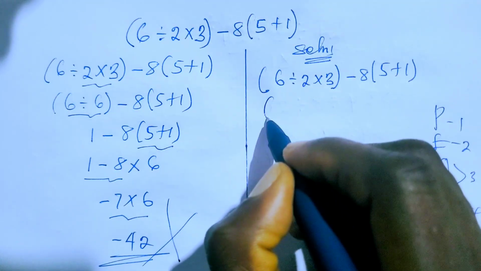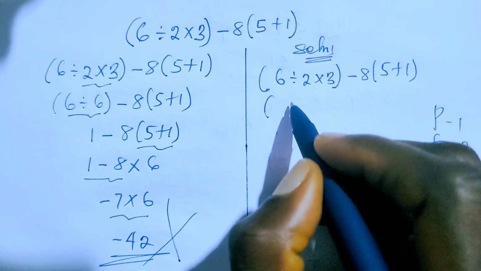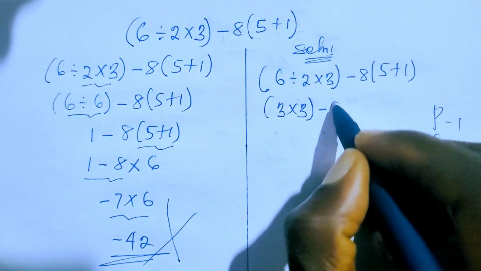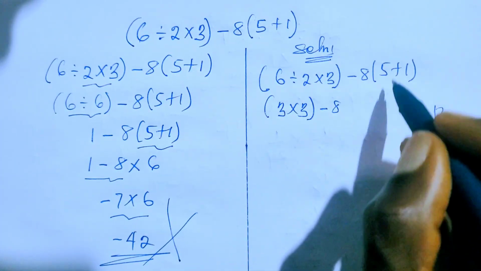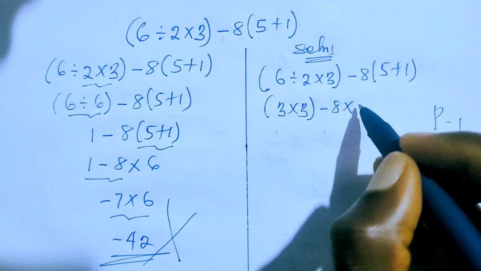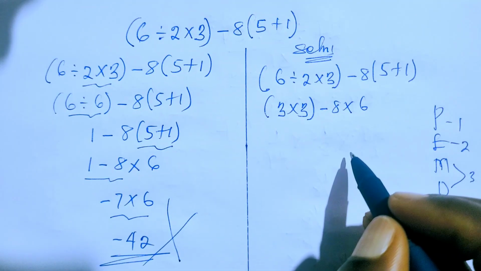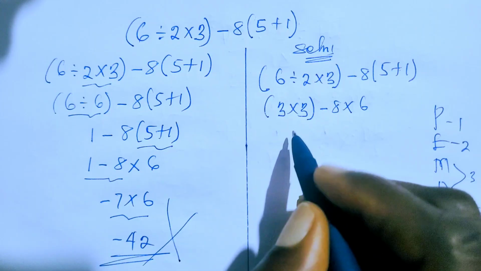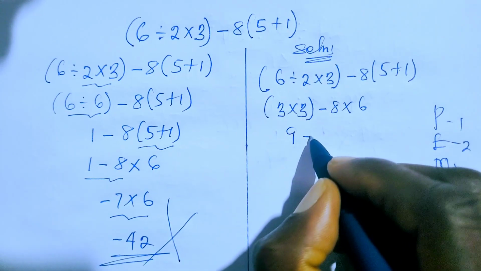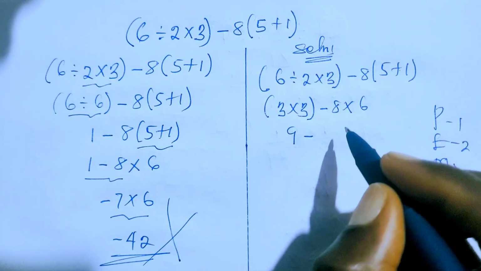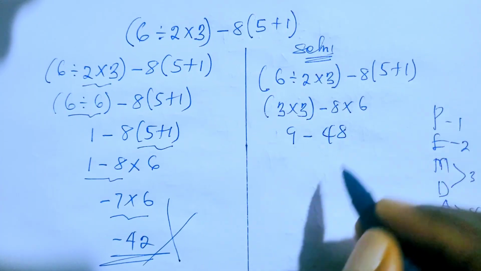As such, we have here 6 divided by 2, that gives 3, multiplied by 3 minus 8. Then right here we have multiplication 5 times 5 plus 1, that gives us 6. Now here we simplify this further. 3 times 3 gives us 9, minus here 8 times 6, that gives us 48.